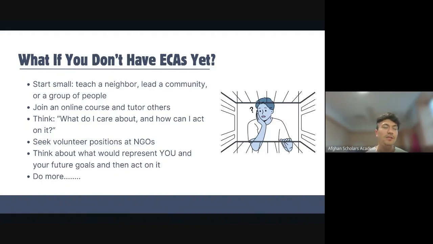Before starting something, just think: what do I care about, and how can I act on that? So I can act on something that I really care about. Seek volunteer positions at NGOs, and think about what would represent you as a person in your community and your future goals, and act on that specifically. If you do that, it really resonates with your personal goals, I mean, you as a person. And yeah, do more.